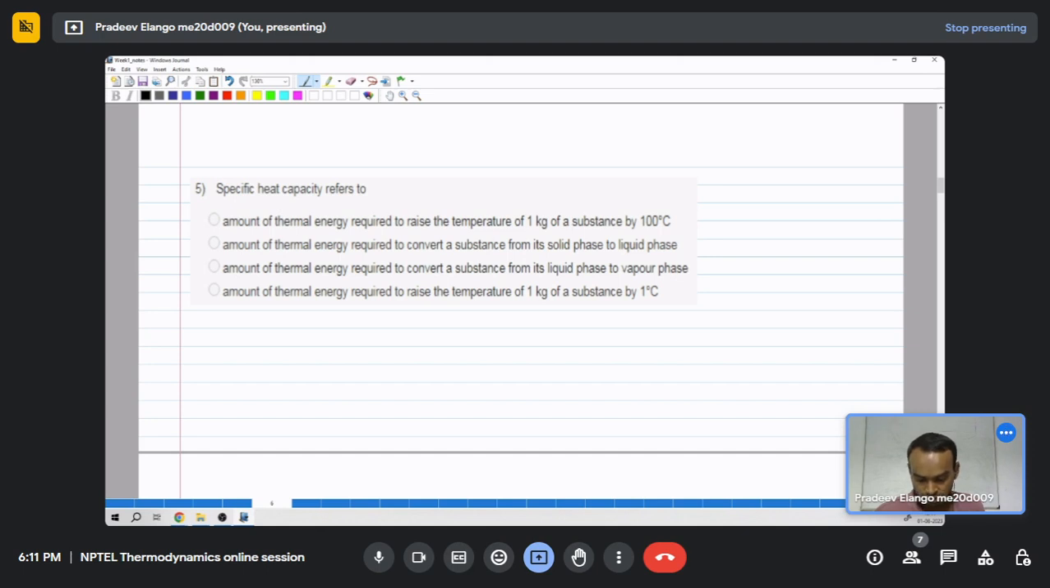Specific heat capacity refers to the amount of thermal energy required to raise the temperature of 1 kilogram of a substance by 1 degree Celsius. So this is option 4.